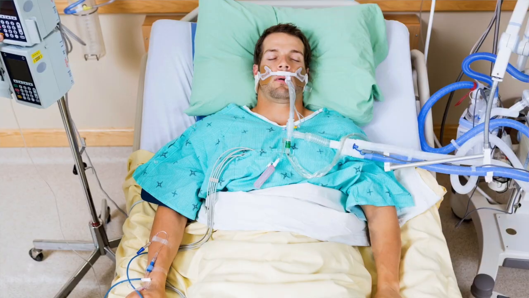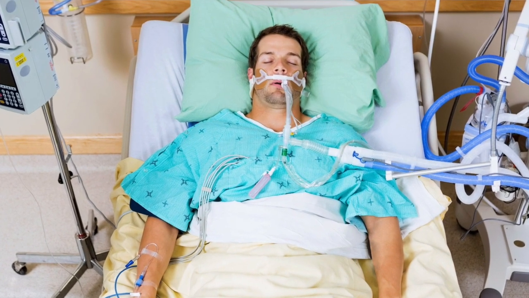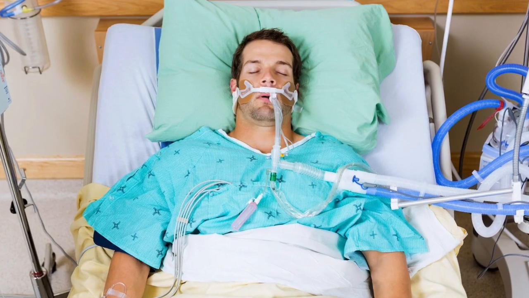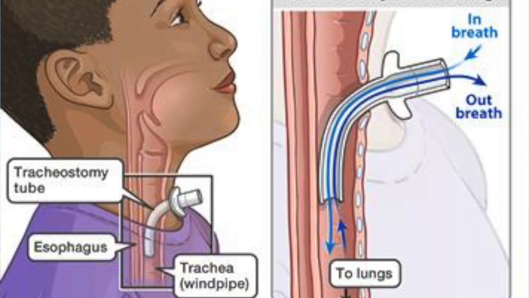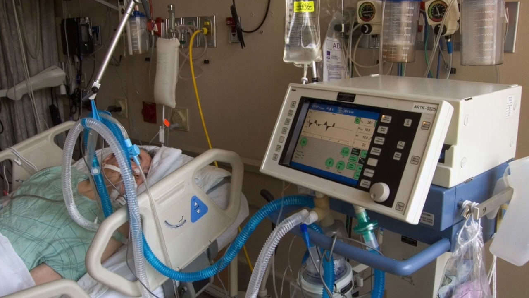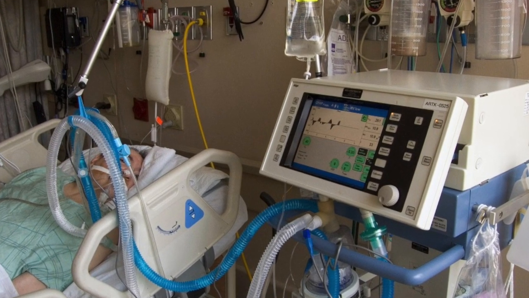In order for a patient to be on a ventilator, he must be intubated, wherein a tube is inserted through the patient's nose or mouth and into his trachea. Or he must have a tracheostomy tube, which is a tube surgically implanted into the trachea. The tube is connected to the ventilator, which pushes air into the patient's lungs.